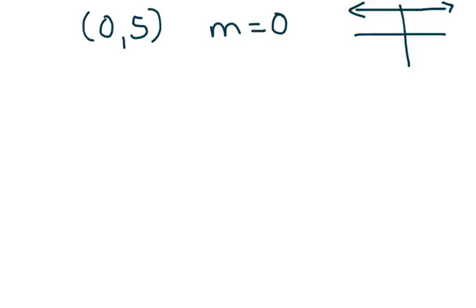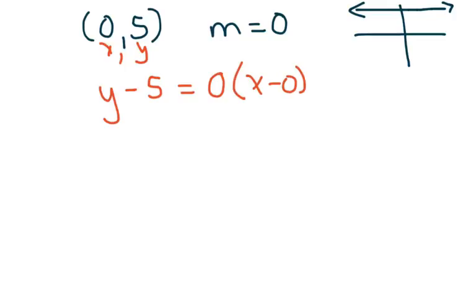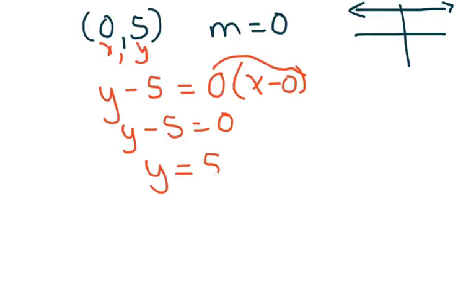So I'm going to write this in point slope form. Y minus my 5, that's my y, it's my x, equals m, which is 0, times x minus 0. Well, 0 times all of this is 0, so we get y minus 5 equals 0, so y equals 5. So this is the equation y equals 5, no slope.